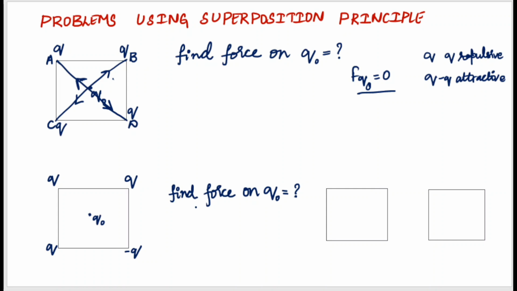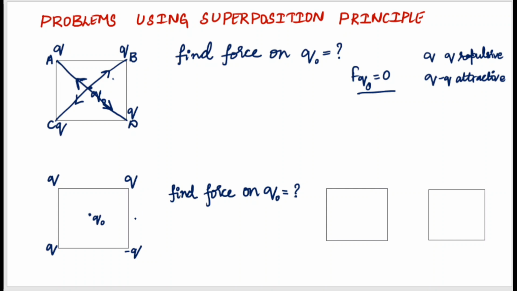In the next problem, they have given the same question. The only change is that instead of plus q they have placed minus q. Let us solve this problem. You can solve this problem using the superposition principle only. You can find the force because of q naught on all the four charges separately and then add them. You will get the final answer.